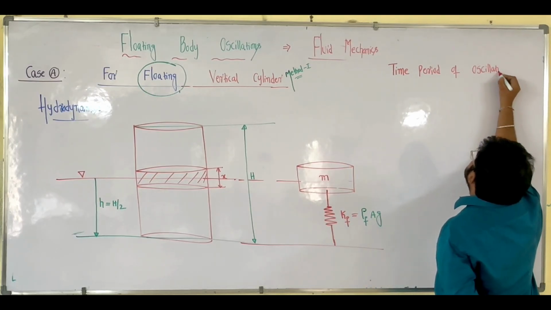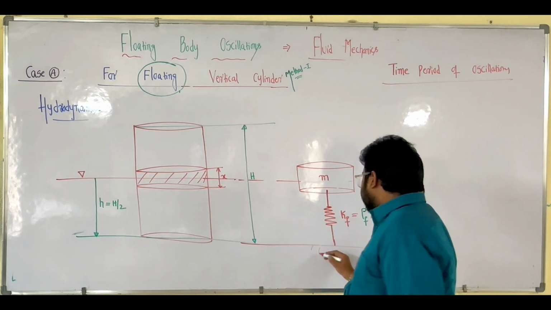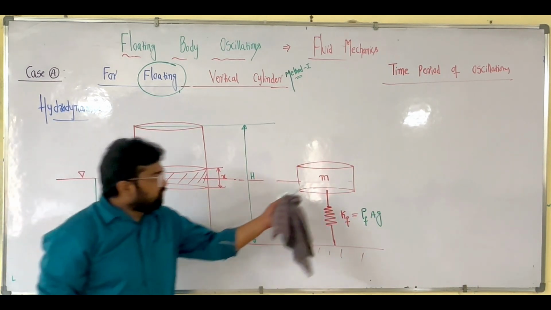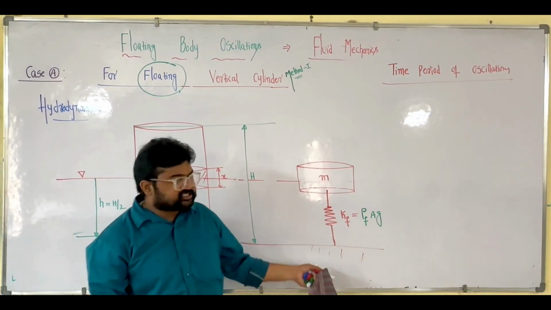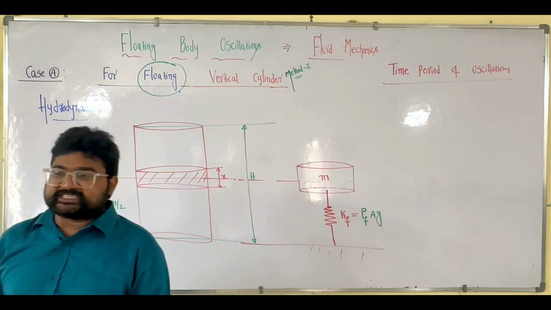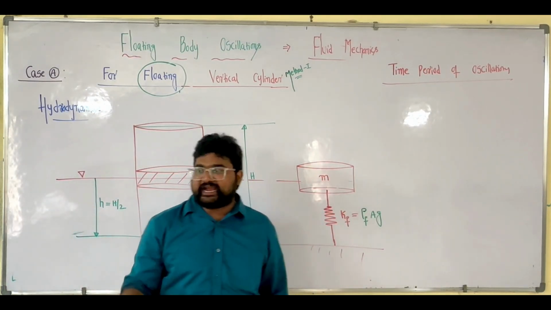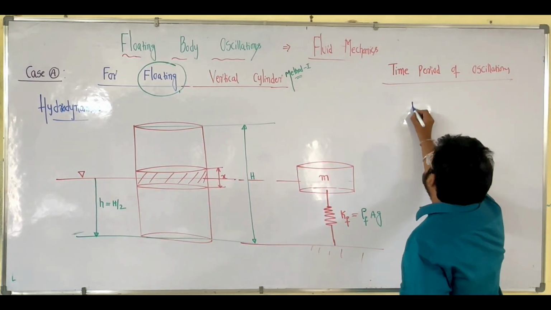Time period of oscillations. So now you understood why we neglected the weight of the fluid, and why we neglected the weight of the element mass. The deformation in the spring and the weight are in the same direction. That is why the weight of the element mass is neglected. Now tell me, what is the time period of oscillation?